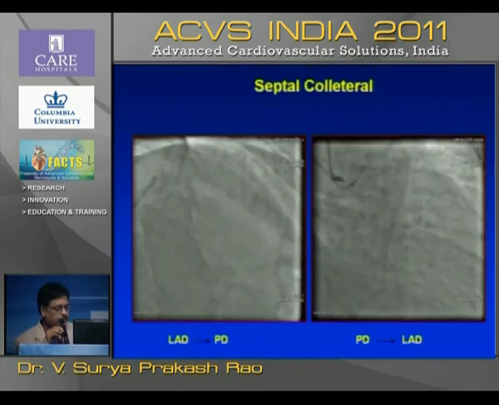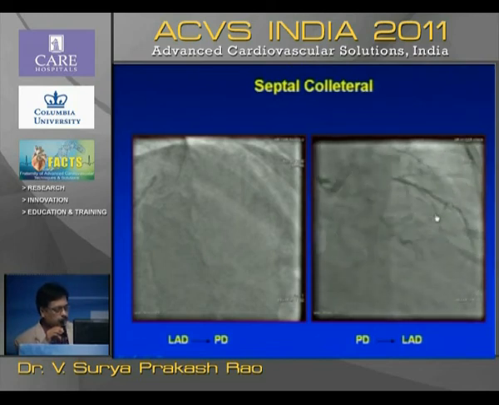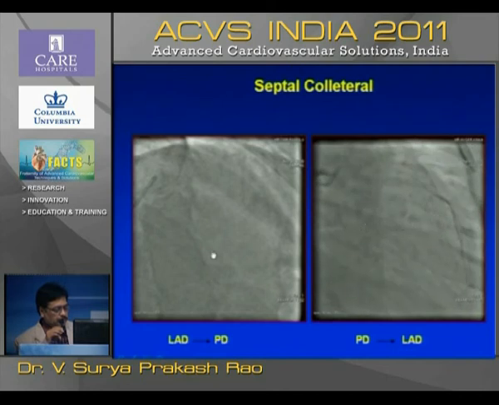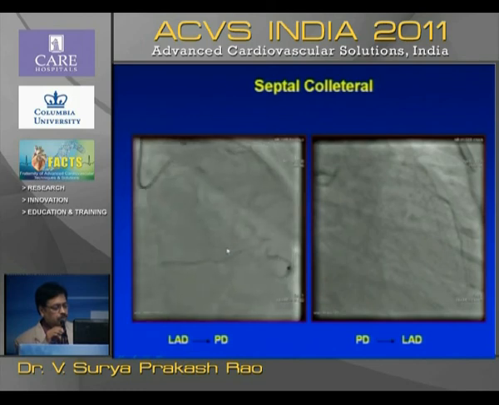Like you see here, the collateral for the LAD is coming from the PD. And here you see the collaterals coming to the LAD from the PD. So these are the collaterals commonly we use.